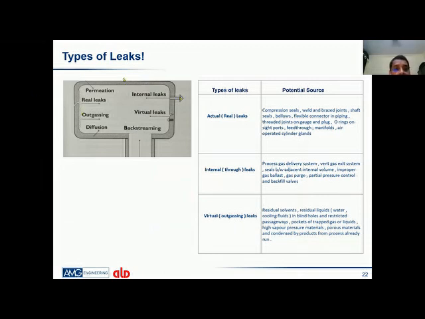Outgassing is where the metal inside is getting outgassed. What we saw in the previous slide is that because the vacuum level inside is so low, the parts are getting vaporized at that level. Diffusion is also from outside to the inside. Backstreaming is from the vacuum pumps, like from the diffusion pump. It is not that everything goes from the vessel to the pumps.